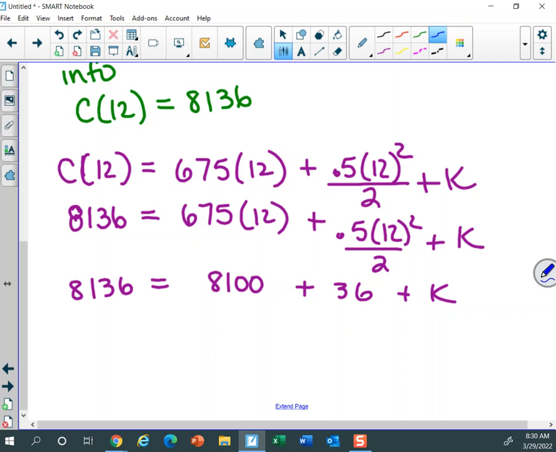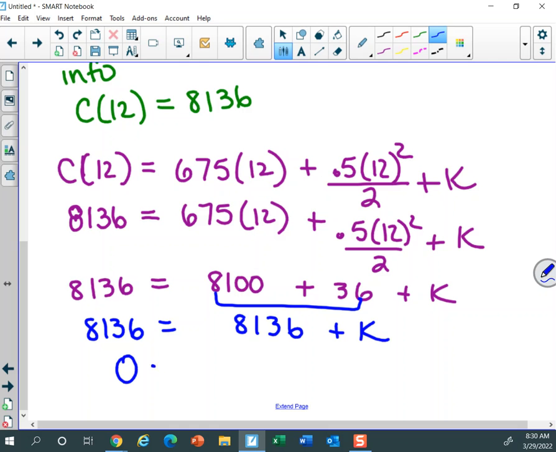It happens. In this case, these add together, and this isn't going to always happen, but in this problem, that means the K value is 0. The K value happened to be 0. If this number had been something else, like 8250 or something like that, we would have then subtracted 8136 from it and gotten a different number for K.